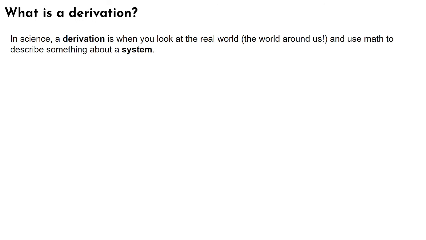So what is a derivation? In science, a derivation is when you look at the real world around us and use math to describe something about the system. So this is really where translating the real world into math, really physics, comes into play.